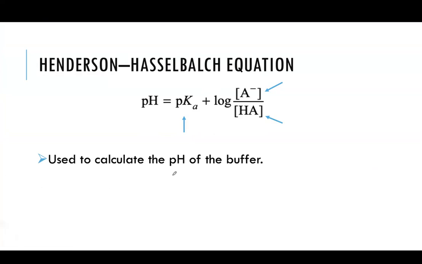It's commonly used in biology or environmental sciences when people try to prepare a buffer at a set concentration and set pH. Here we recall that a buffer is made of a weak acid and its conjugate base ion. In this case, HA is my weak acid and my conjugate base is A minus. And recall that pKa is equal to negative log of Ka.